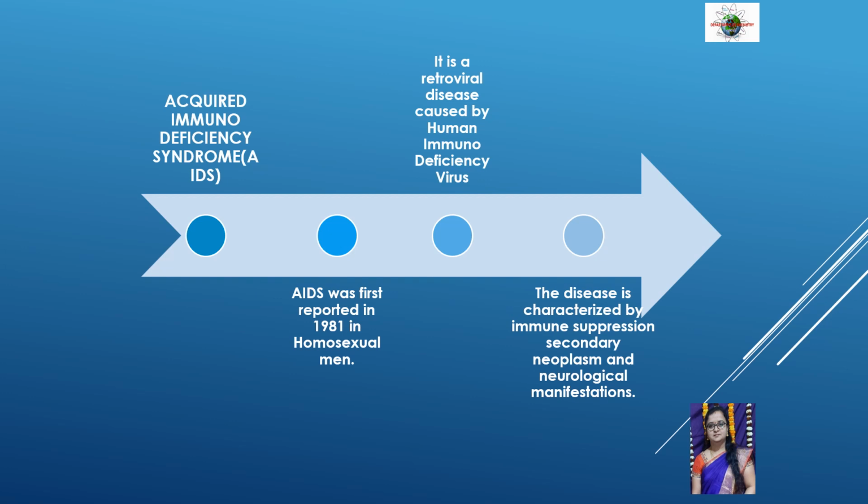What do we mean by a retroviral disease? A retrovirus is a virus that uses RNA as its genomic material. That means if RNA is used as the genomic material, that type of virus is known as a retrovirus. And immune suppression means suppressing the immune system.